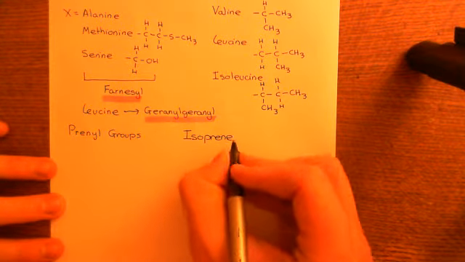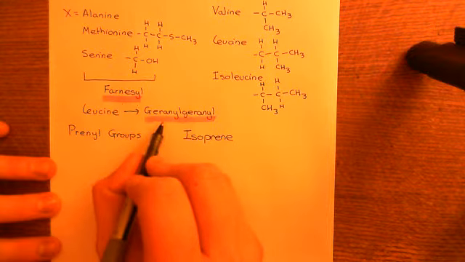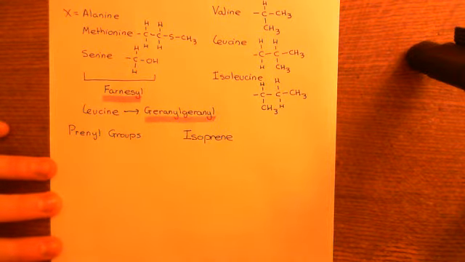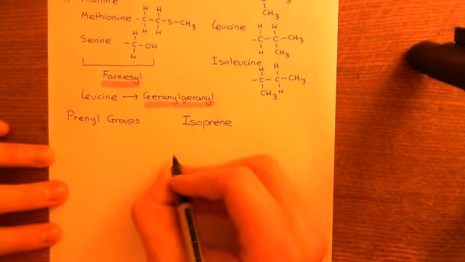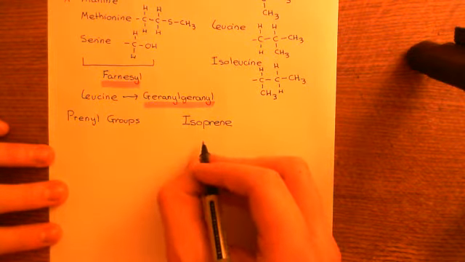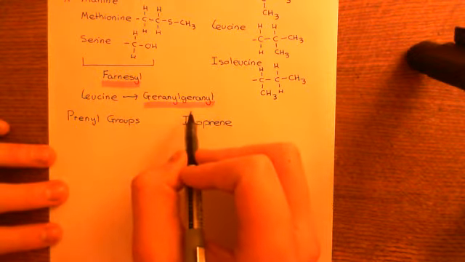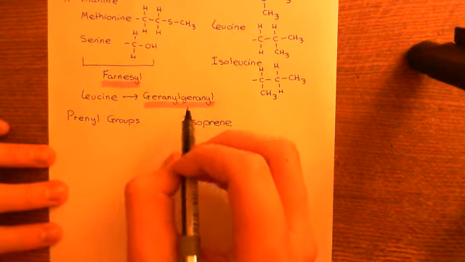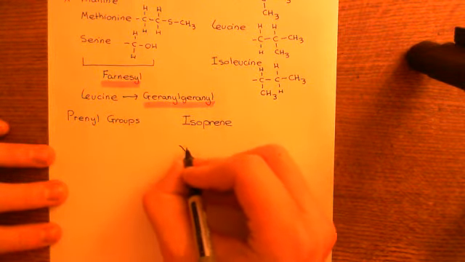Okay, so let me show you the structure of isoprene, and then I'll show you how you can get farnesyl and geranyl groups from isoprene. I will draw the skeletal structure of isoprene, because when we're drawing farnesyl and geranyl, it just gets messy if you don't draw the skeletal structure. So we might as well get used to it.